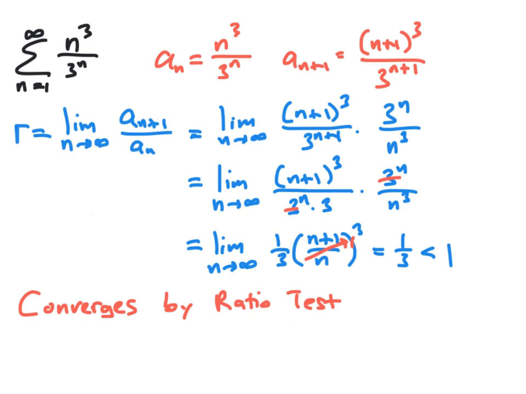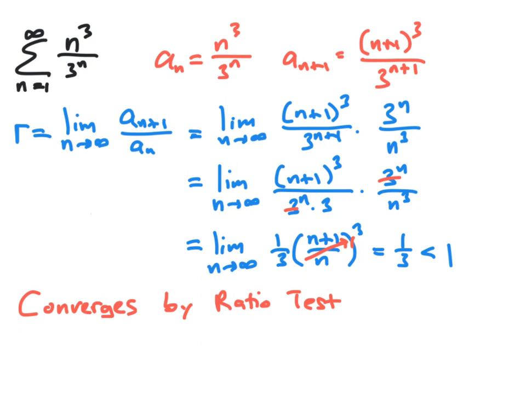For the first series, we have a sub n equaling n cubed over 3 to the n, and a sub n plus 1 equaling (n+1) cubed over 3 to the (n+1). The value of r is then the limit as n approaches infinity of the ratio of these two terms, which would be (n+1) cubed over 3 to the (n+1), multiplied by 3 to the n over n cubed. The 3 to the (n+1) term in the denominator can be rewritten as 3 to the n times 3, and the 3 to the n's will then cancel out.